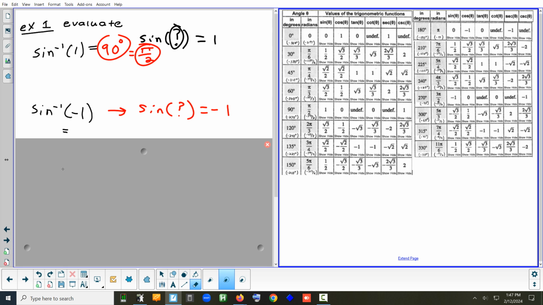Okay, where do you see negative 1 going down the sine column? Tell me the angle that's in the same row. Yep. 270. Yep, I see it there. Does it appear anywhere else? Negative 1, in the sine column? No. That one doesn't repeat.